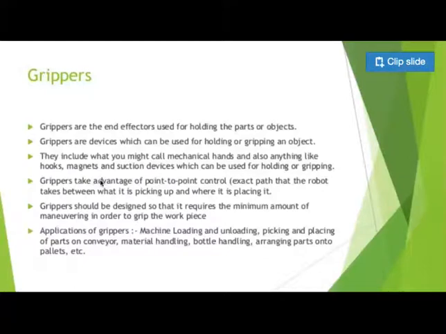The gripper takes advantage of point-to-point contact, that is, the exact path the robot takes between what it is picking up and where it is placing it. The gripper should be designed so that it requires the minimum amount of maneuvering in order to grip the workpiece.